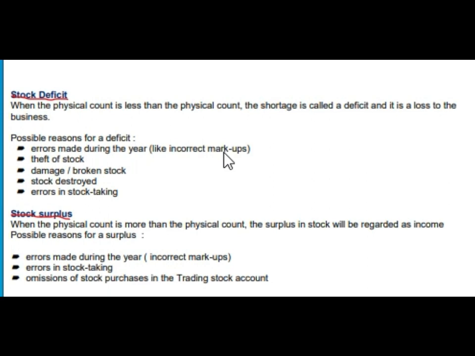Trading stock deficit is when the physical count is less than the book count. When the physical count, that is what is conducted at the end of the financial year, is less than our book count, meaning we are going to compare the physical count that has been given to us at the end of the accounting period with our book count, then the shortage is called a deficit.